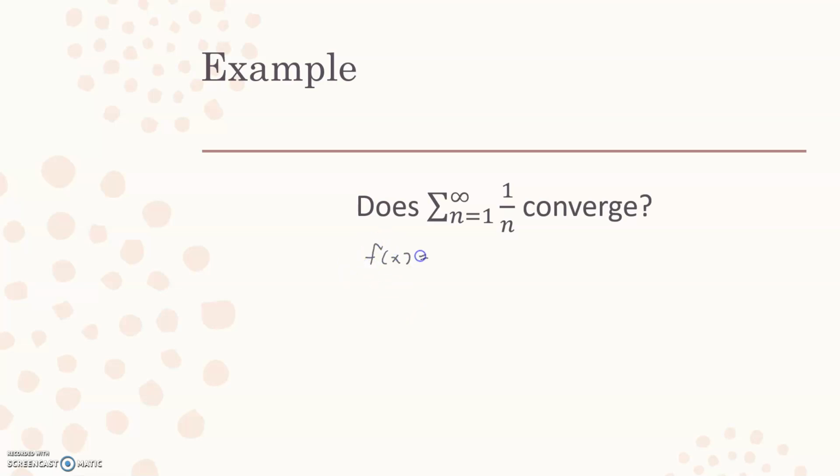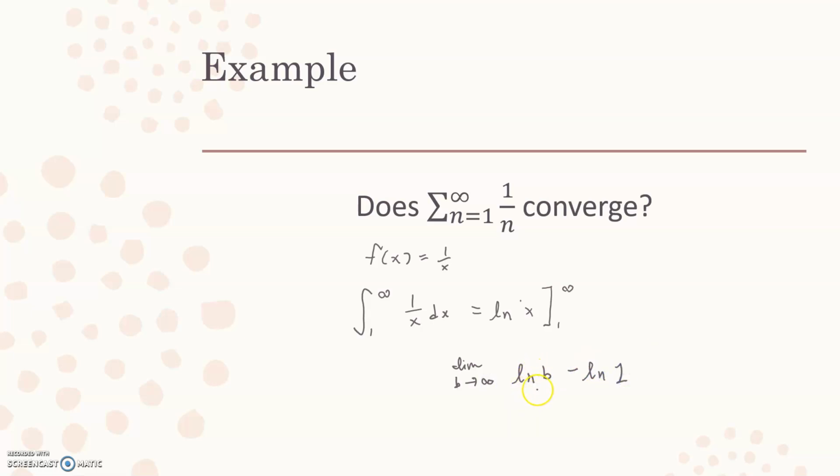So f of x equals 1 over x. We're going to take the integral from 1 to infinity of 1 over x dx. And the antiderivative of 1 over x would be natural log. I don't need absolute values because I know that I'm going from 1 to infinity, so it's going to be positive no matter what. And then I'm going to do a limit as b goes to infinity of natural log of b minus natural log of 1.